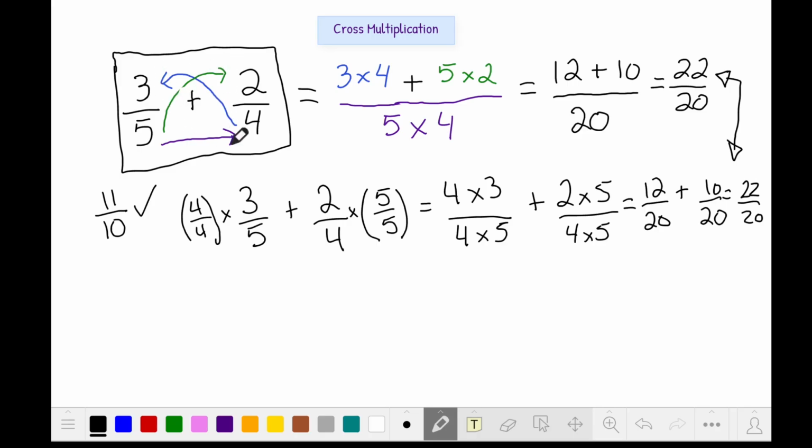Each arrow is a multiplication. And then you've got your 3 times 4, your 5 times 2, and then at the bottom your 5 times 4. And just like that, we've got ourselves cross multiplication. So even if you've got a really funky number, we can still make it work as long as you remember the little pattern, which after a little bit of practice will be pretty easy to handle.